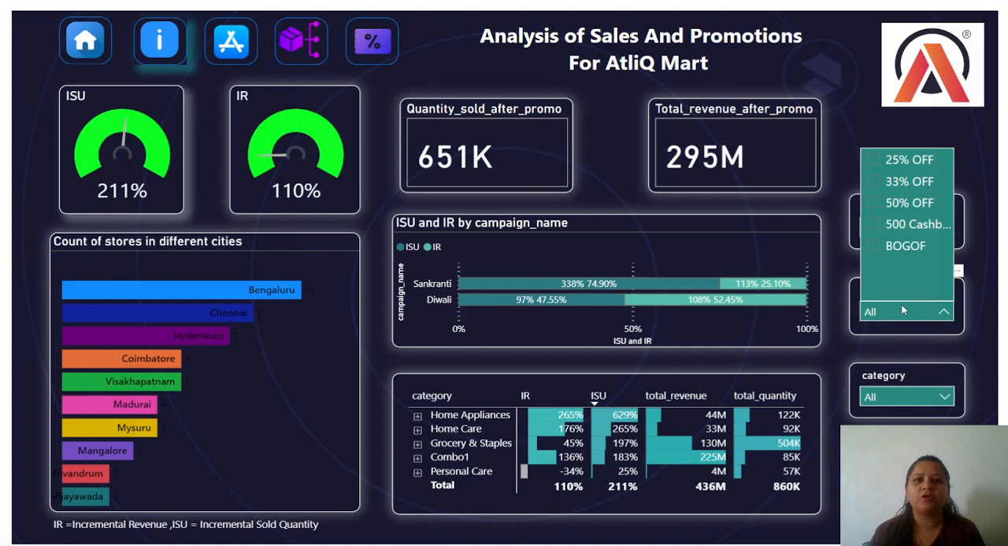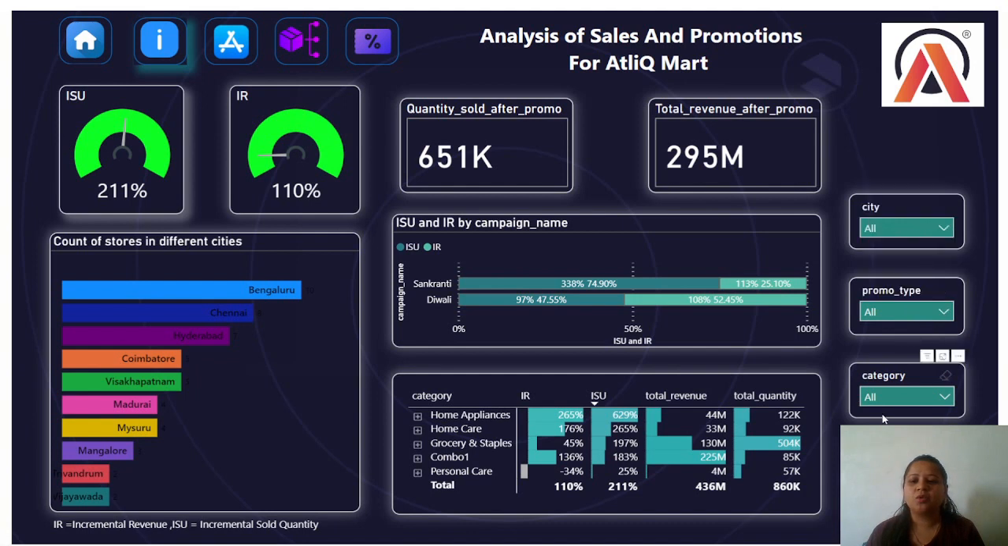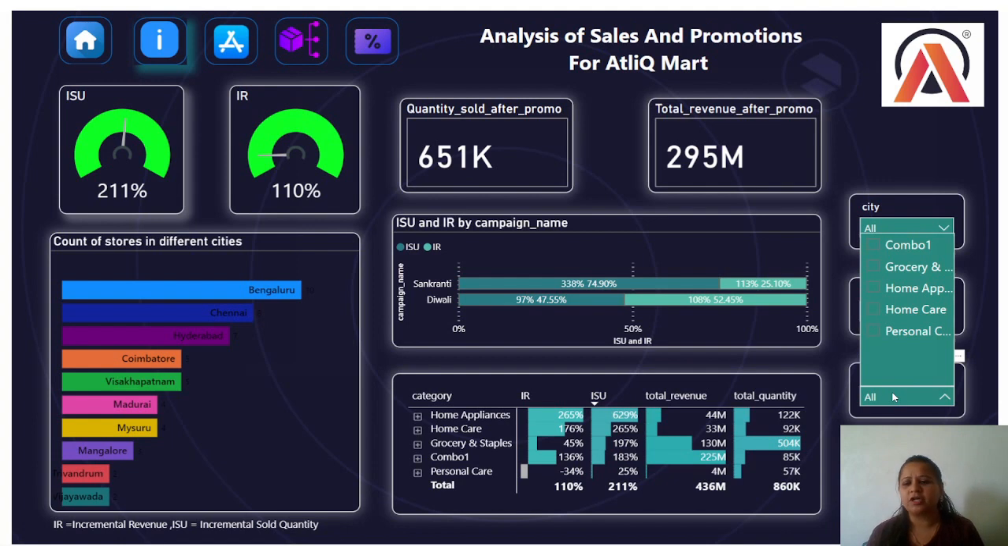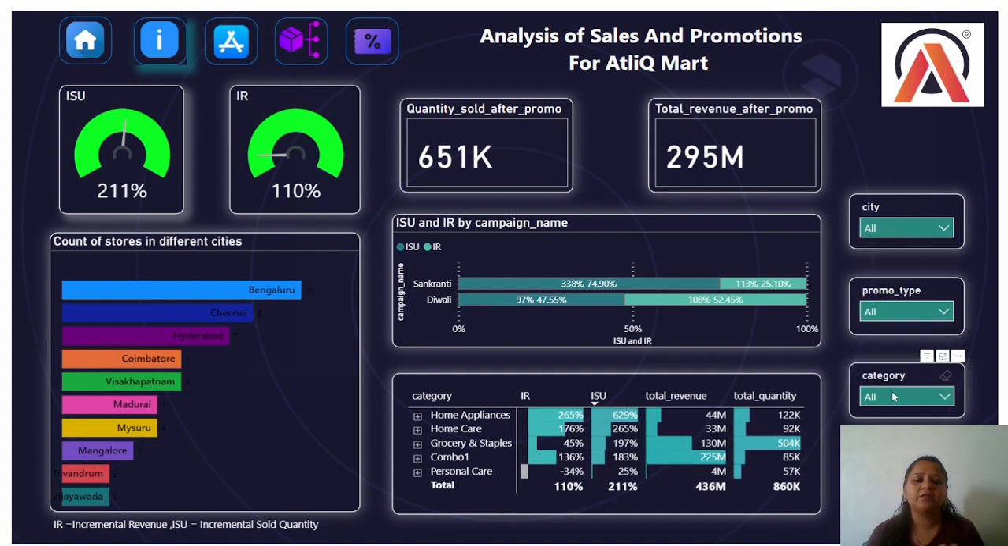That is 25% off, 30% off, then 500 cashback, then buy one get one free also. Then there are different categories, such as home care and personal care, and in each category there are different products. Then this slicer will show the data for Diwali and for Sankranti.